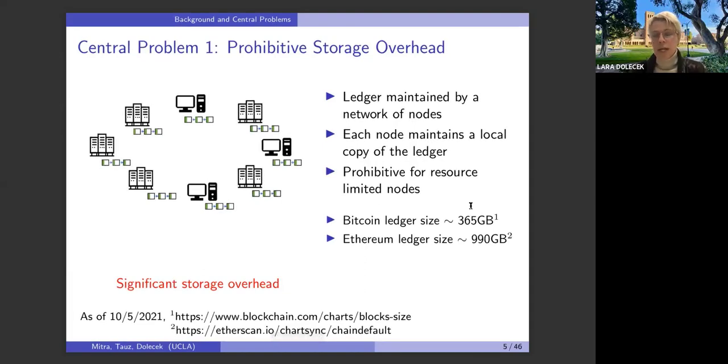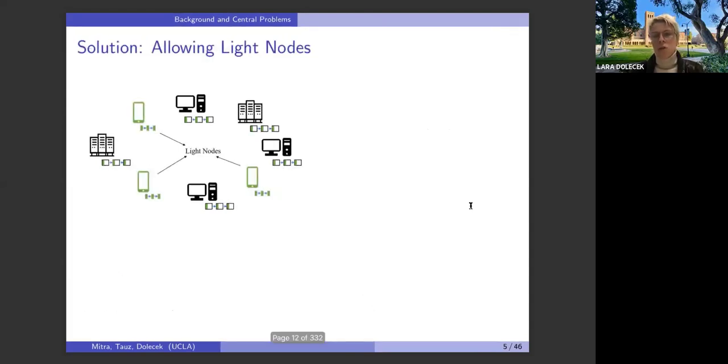So this, of course, becomes a limitation for resource limited nodes who then therefore cannot participate in this type of system. So one solution that has been proposed early on was to introduce so-called light nodes. And this is how light nodes operate.